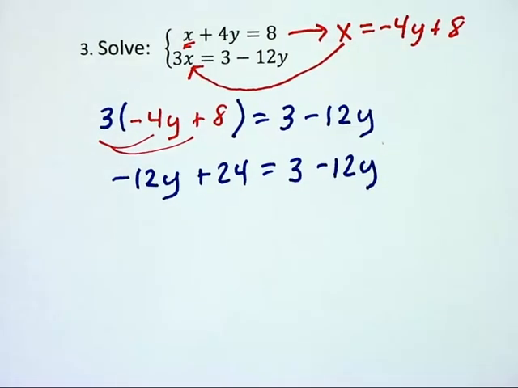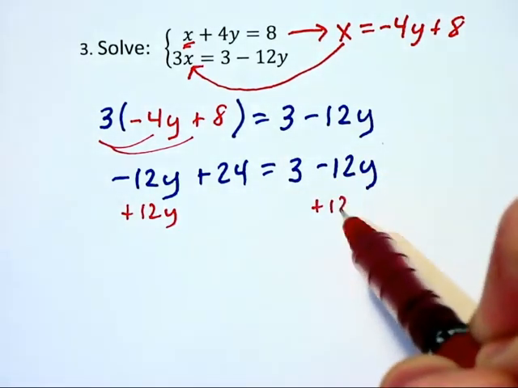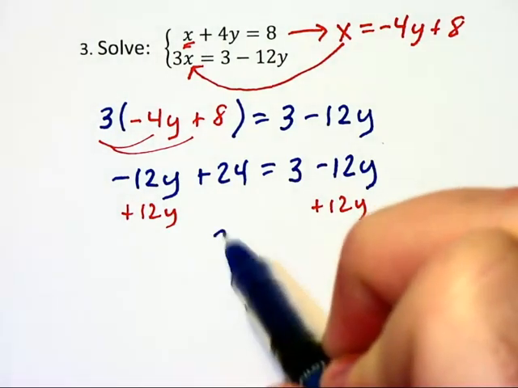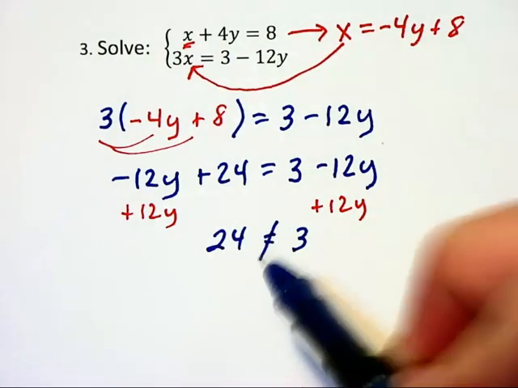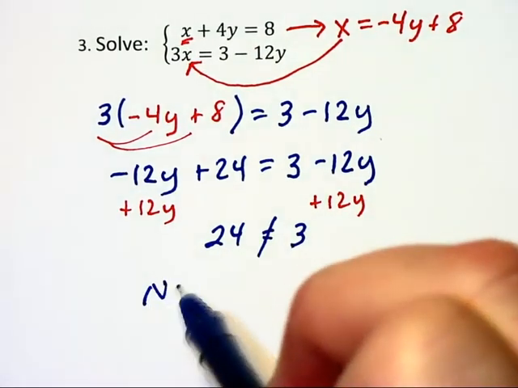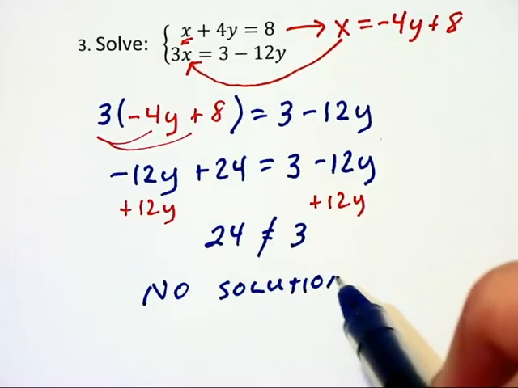Well, you might just start to see something strange happening here. If we try to get all the y's on the same side by adding 12y to each side, all the y's disappear and we have 24 equals 3, which is a contradiction. This cannot occur. Therefore, there is no solution to this system of equations.